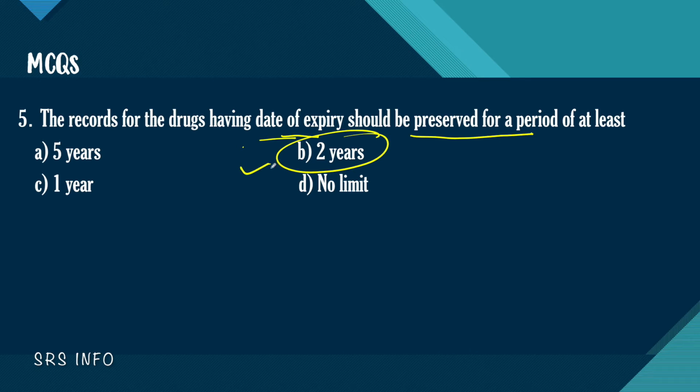Minimum 2 years we have to keep the records of all those drugs having expiry date.